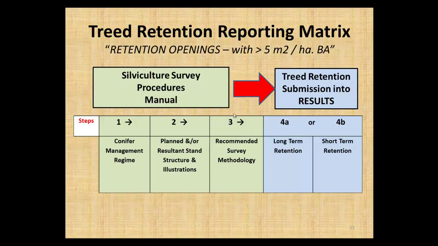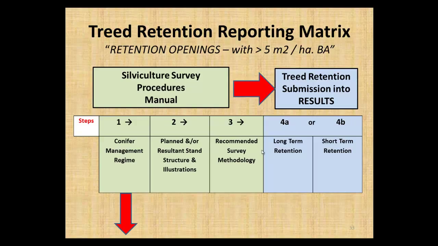Then once you get that done and you actually have some information and you're looking at making a declaration or meeting your obligation, how do I get it into results, or what are your reporting requirements at regen or at free growing? And there are 2 columns there, long-term retention or short-term retention. So those are some of the splits that we have.